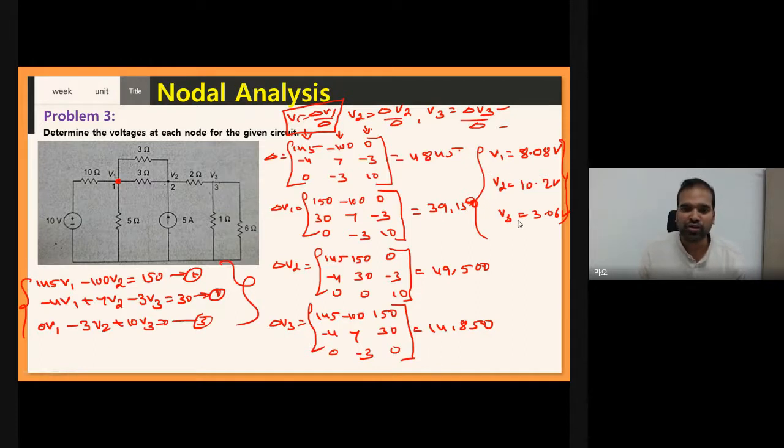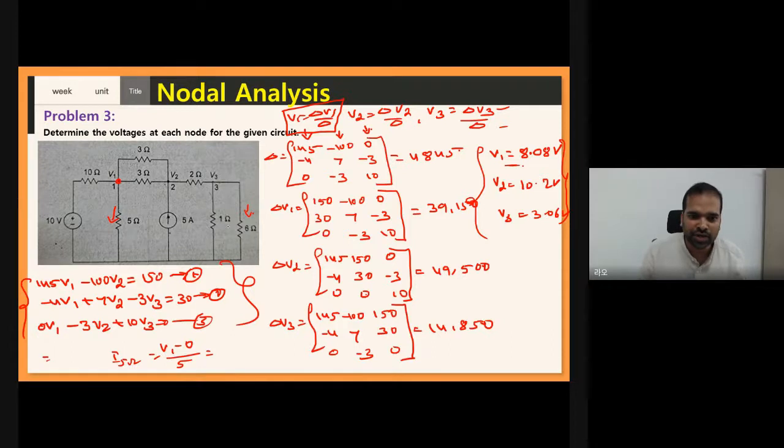Once you know the node voltages, you can find the current flowing through the 5 ohm. If I want to find the current at this particular 5 ohm, how to find it? Current at 5 ohm equals V1 minus 0 by 5. You already know the node voltage V1. If you substitute here and divide by 5, you will find the current.